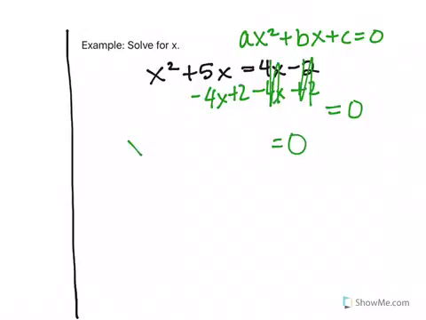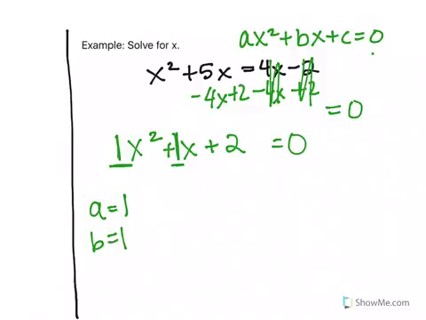On this side, we combine like terms. We get x squared plus x plus 2. Simple, no problem. Alright, so now let's define our variables. A equals, oh, there's no number here. But anytime there's no number, we can add a 1 in front. So let's do that in both cases. A equals 1, B equals 1, C equals 2.